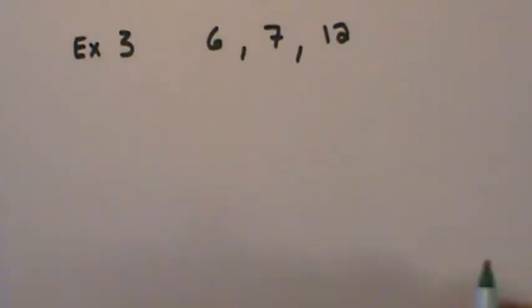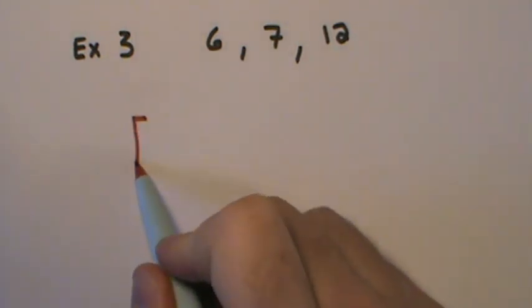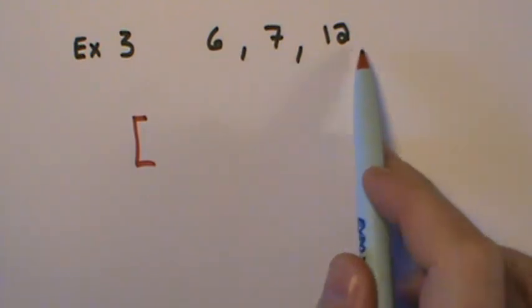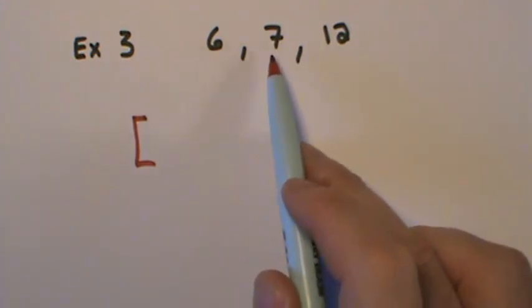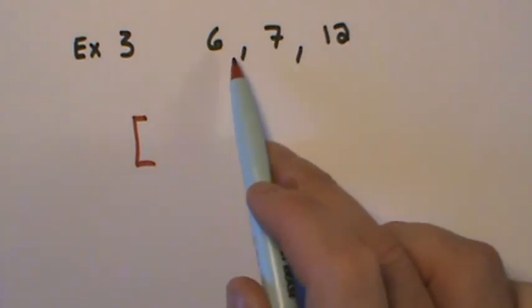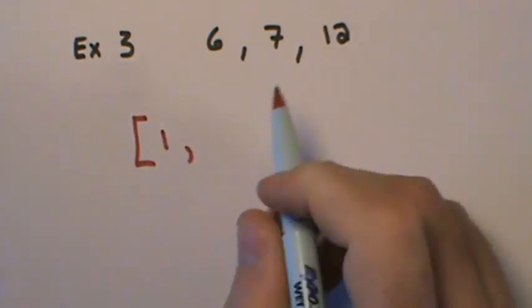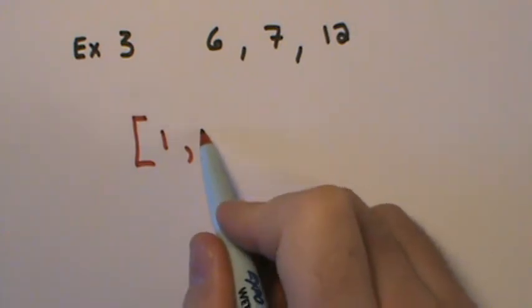As we do this third example, I've given 6, 7, and 12. Process never changes. I look at the two smaller values that are given. I start by subtracting the smaller from the larger of the two values. So 7 take away 6 is 1. And 6 plus 7 is 13.